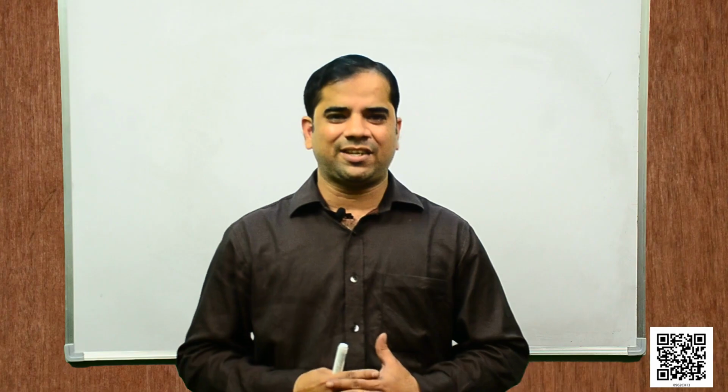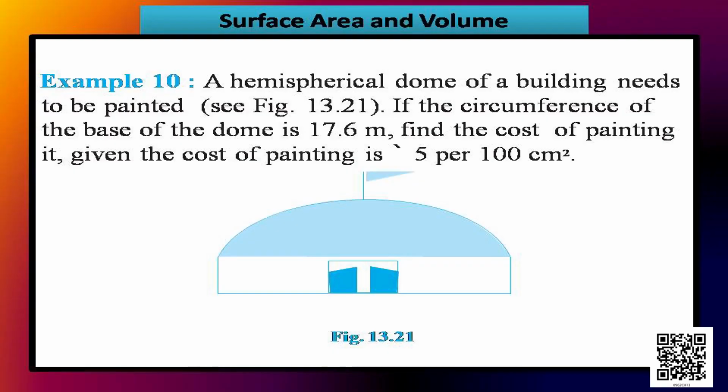Students, let us now discuss example 10. It says a hemispherical dome of a building needs to be painted if the circumference of the base of the dome is 17.6 meter. Find the cost of painting it. Given the cost of painting is rupees 5 per 100 centimeter square. You can refer the figure 13.21 given in your book. Now let us discuss the solution.